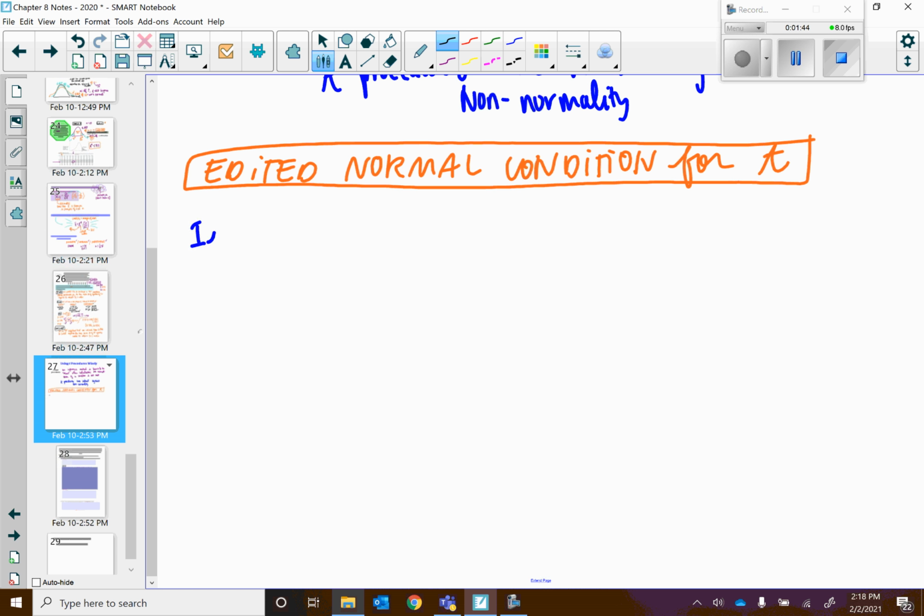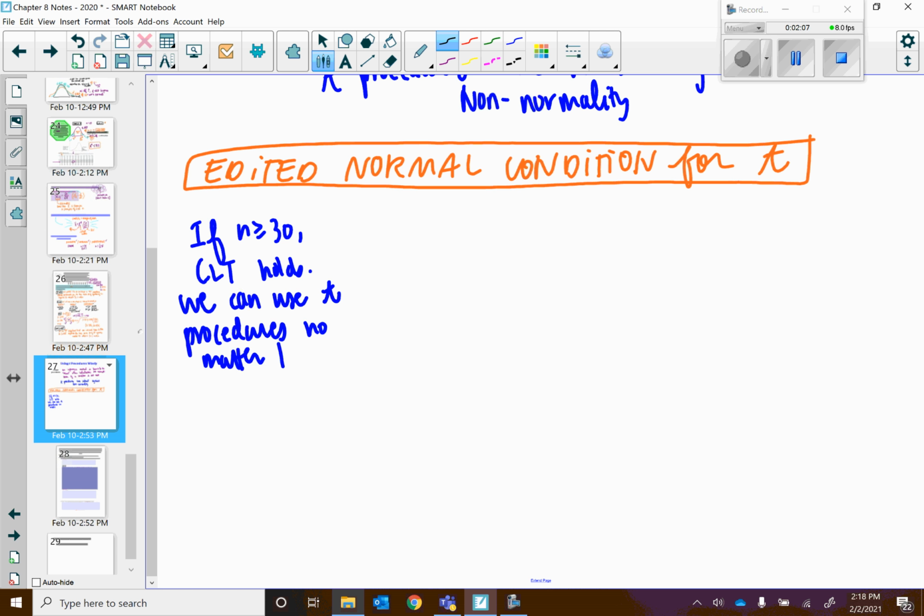Let's start with our normal condition. It says if n is greater than or equal to 30, our sample size is big enough, the central limit theorem holds, and we are totally okay no matter how skewed the population is. We can use T procedures no matter the skew. So we're happy in that scenario. But that might not always be the case. What if our sample size is a little smaller?